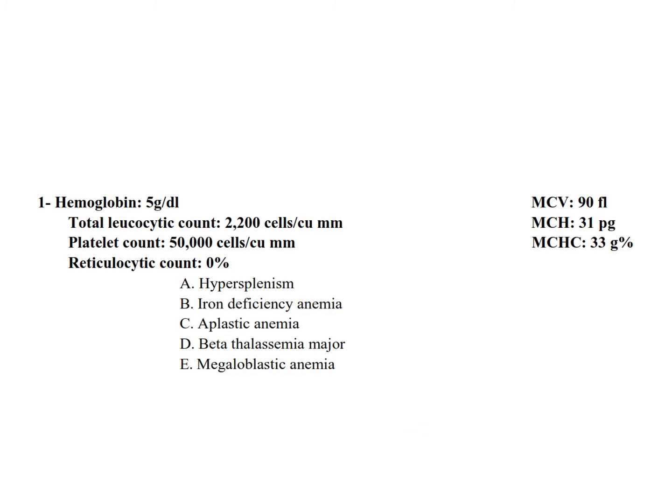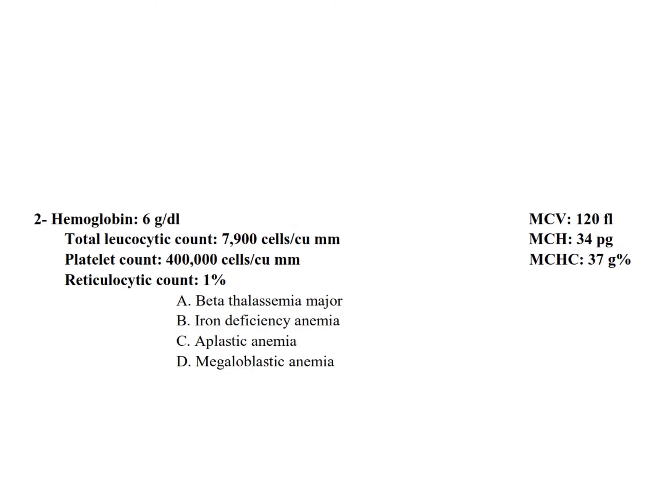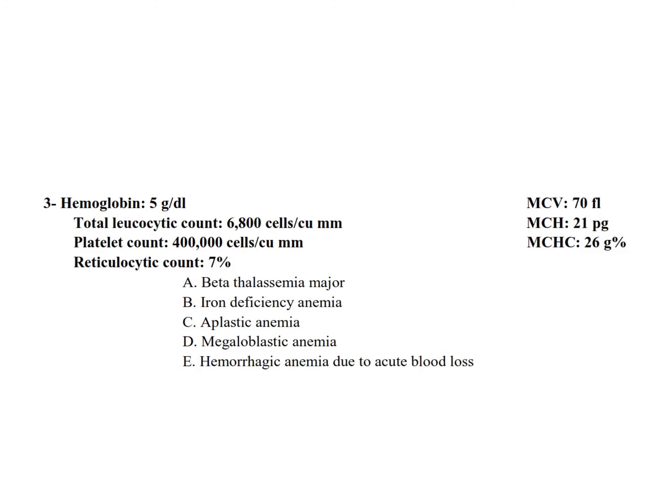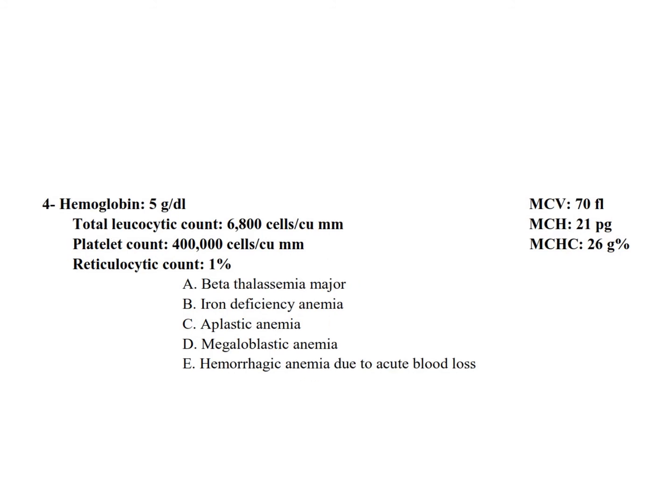If this patient has hemoglobin 5, a total leukocytic count of 2000, and platelets of 50,000, we are dealing with a pancytopenia, but the reticulocytic count is 0%, so it's a case of aplastic anemia, of course. Other patients have only anemia with an MCV of 120, so you have to think of macrocytic anemia, like megaloblastic anemia. Another with anemia only, but with reticulocytosis, and the MCV is 70. So it's a microcytic anemia with a high reticulocytic count, so it could be thalassemia, beta thalassemia. Another patient, the same, but with a reticulocytic count of 1%, so it's iron deficiency anemia.